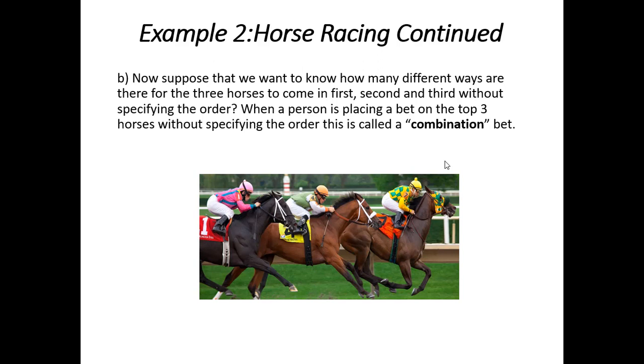Now, a related bet here is what you might call a combination bet. Okay, so here we would want to know how many different ways are there for the three horses to come in first, second, and third without specifying the order. So here the bettor just wants to get correct the horses that finish first, second, and third, but not necessarily choose the order. So again, that's a combination bet.